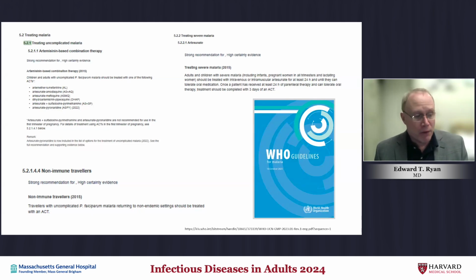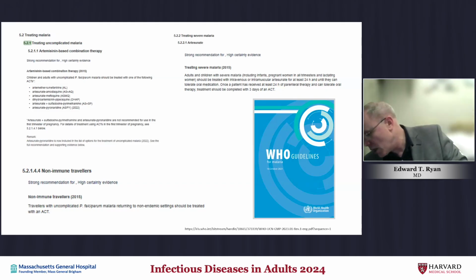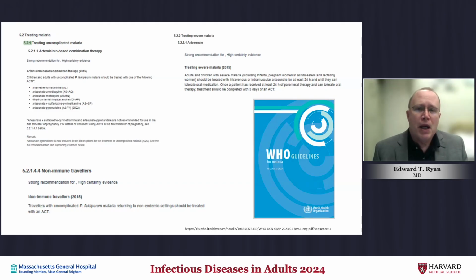And the WHO every year comes out with their recommendations for guidelines, et cetera. And here's the most recent one from 2023. I'll make it simple. Look in the upper left-hand corner. This is treating uncomplicated malaria. And what does it say? High certainty evidence, ACT. Now, there's a couple of ACTs available in different places in the world. In the United States, the first one is available, artemether lumefantrine.